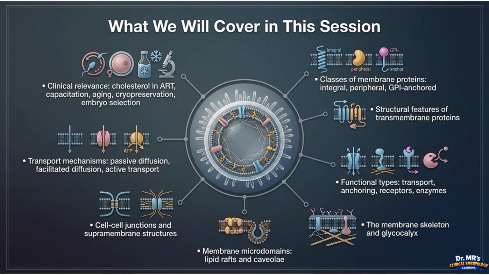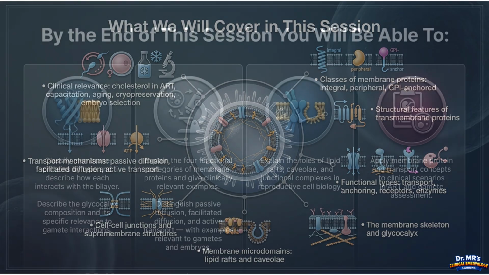We will revisit lipid rafts and caveolae as signaling microdomains, and explore the junctional complexes that organize cells into tissues. The second half of the session focuses on transport: simple diffusion, osmosis, facilitated diffusion through channels and carriers, and active transport by pumps, with specific examples drawn from oocytes, sperm, and embryos. We close with a dedicated clinical section connecting cholesterol, glycocalyx biology, membrane aging, and cryopreservation to real decisions in the assisted reproductive technology laboratory. There is a great deal here, and all of it matters.